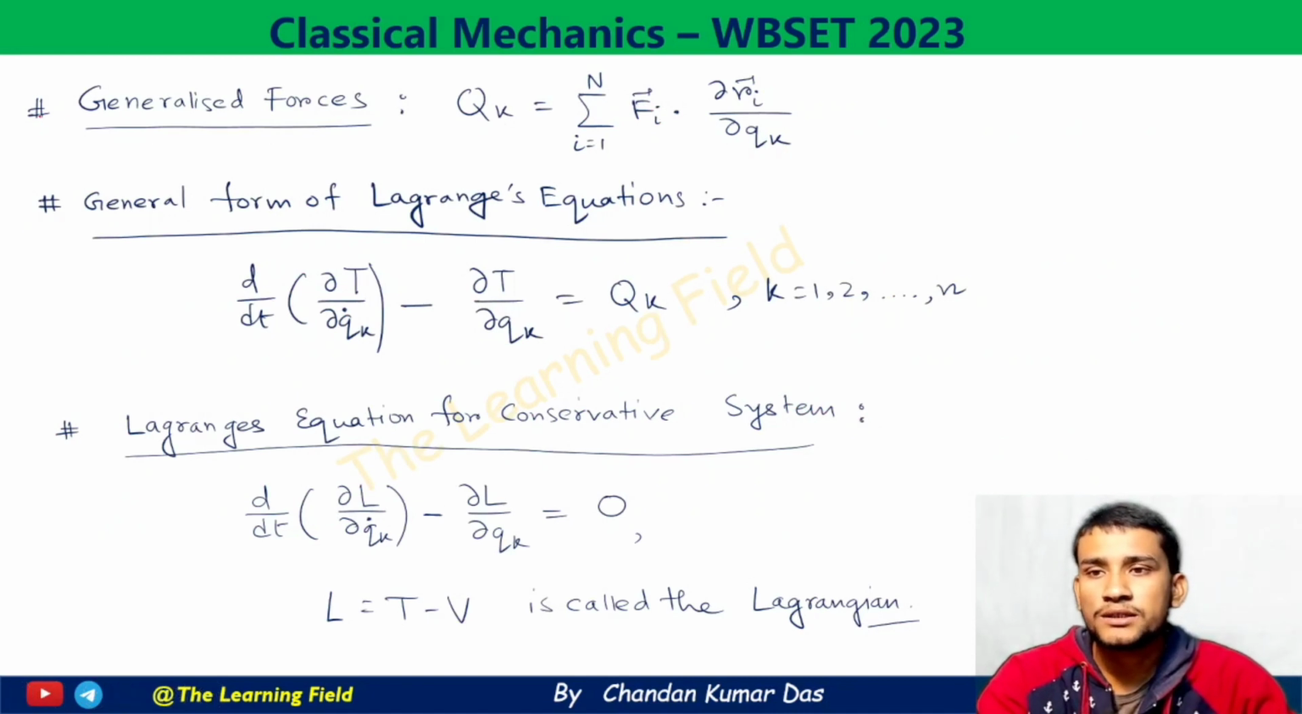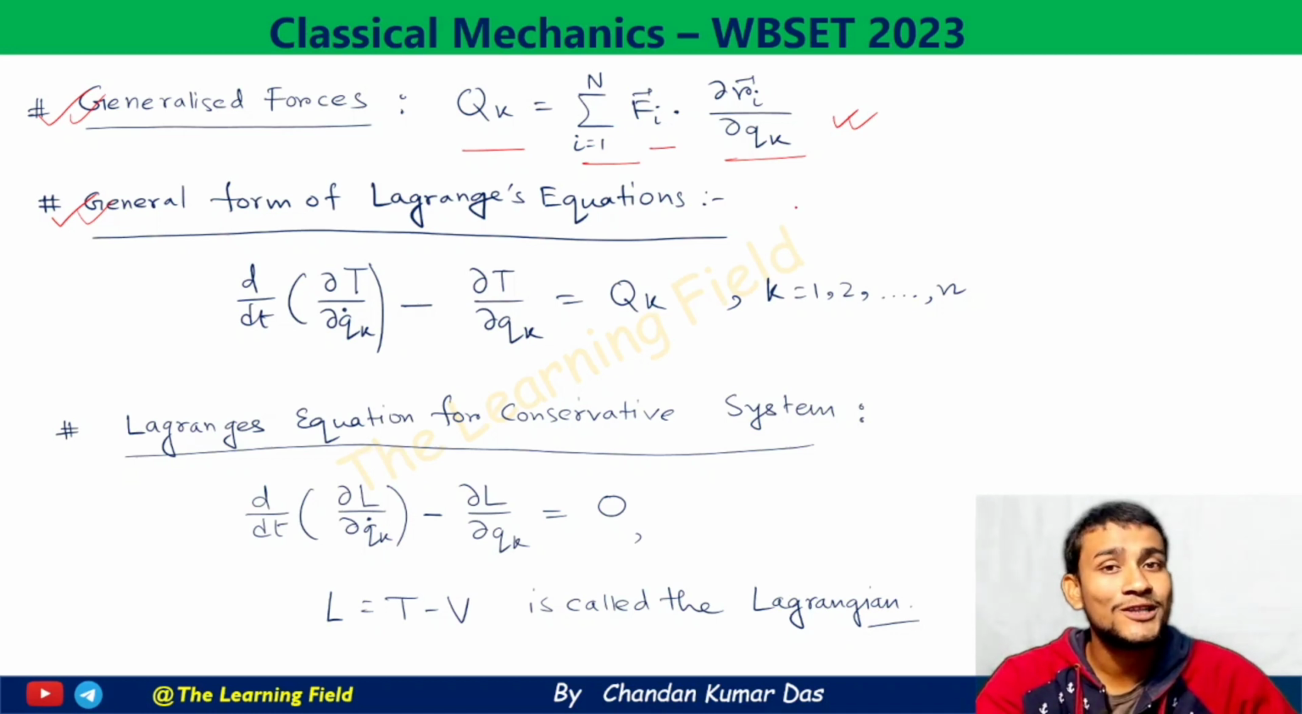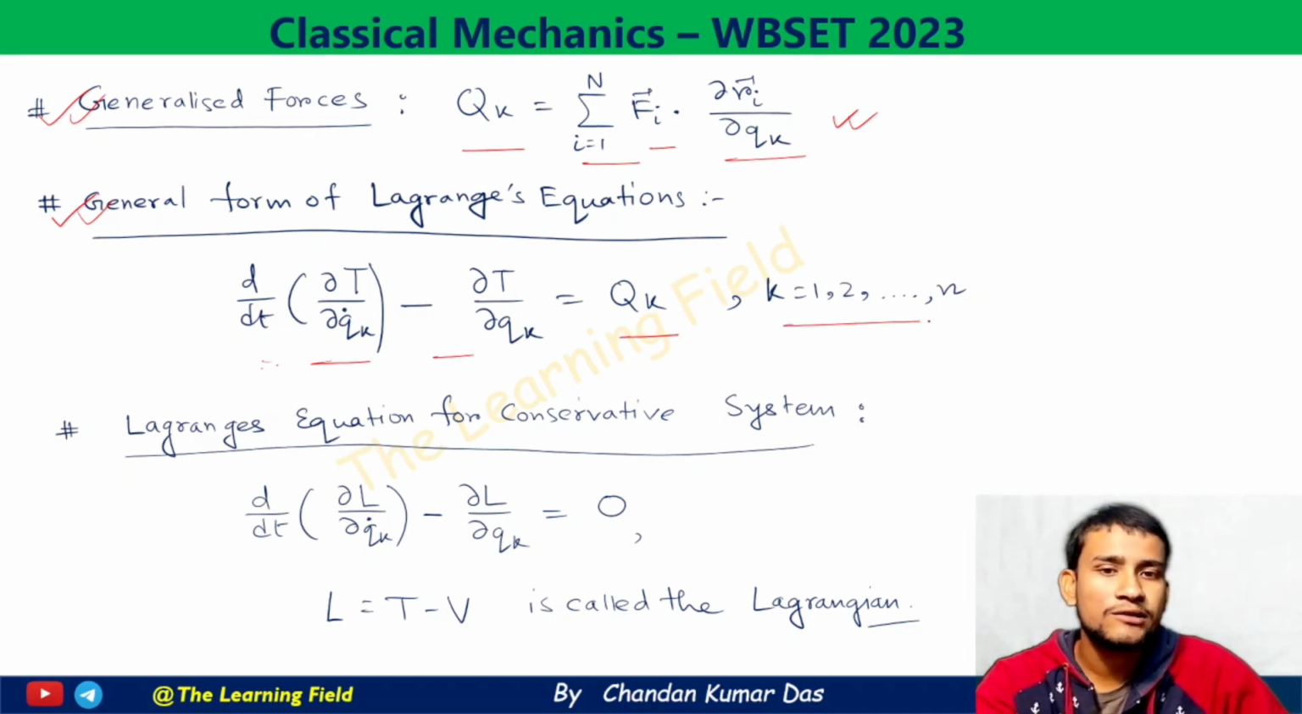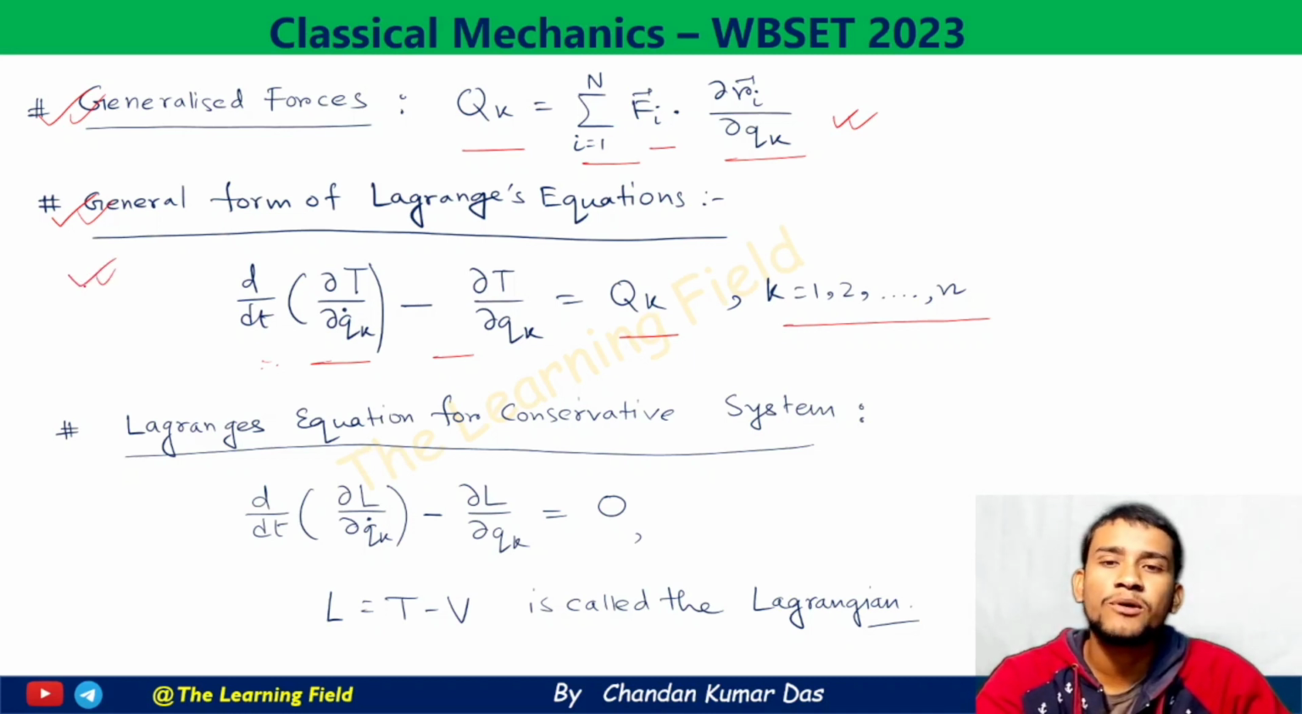Now we come to another important term, which is generalized forces. Here capital Qk equals summation i equals 1 to n of Fi into dri/dqk. This quantity is known as the generalized force. Now the general form of Lagrange's equations. This is very important, and this is the most important thing of Lagrangian dynamics. So d/dt of del T/del qk dot minus del T/del qk equals capital Qk, for k equals 1 to n. This equation is known as the general form of Lagrange's equation.